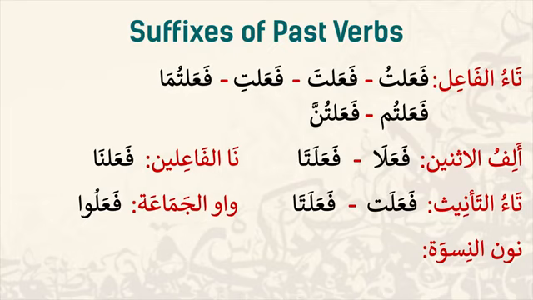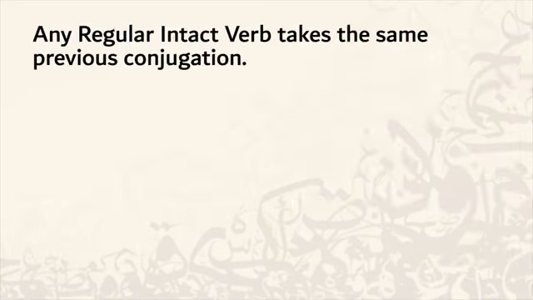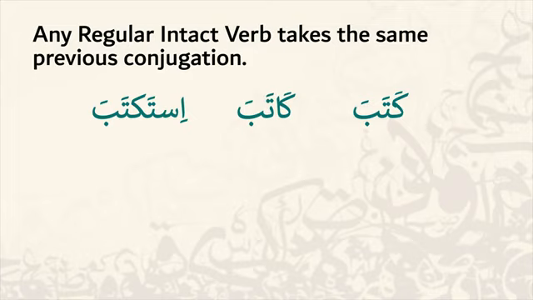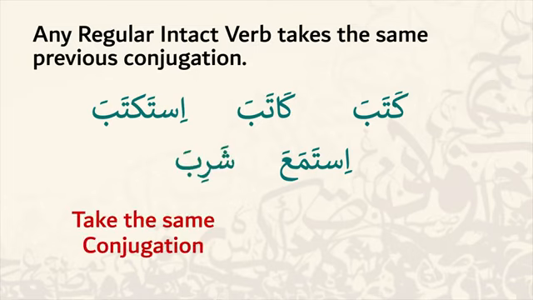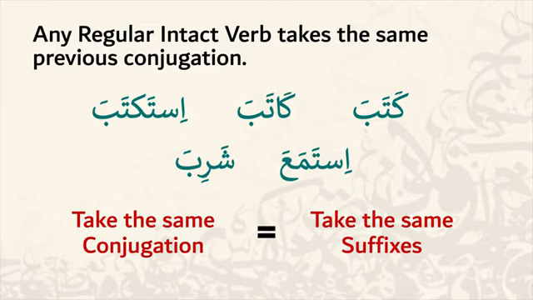This was the process of conjugating the regular intact verb الفعل الصحيح السالم in the past tense. So any regular intact verb takes the same conjugation no matter how many letters it has. So the verbs كتب, كاتب, استكتب, استمع, شرب are all regular intact. So they take the same conjugation, which means they take the same suffixes.